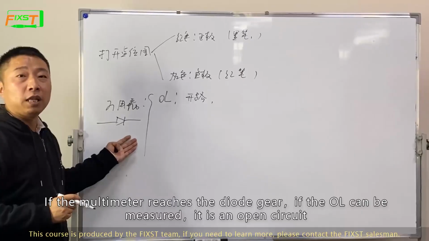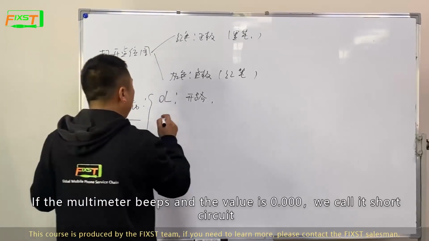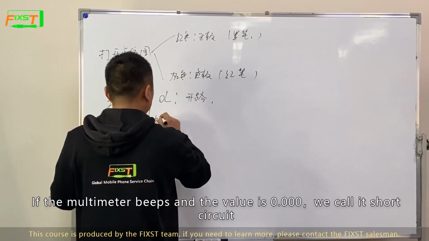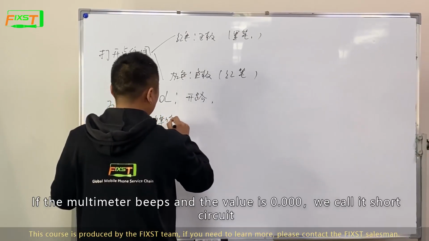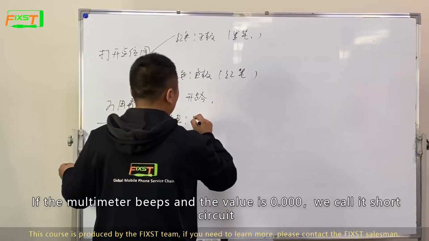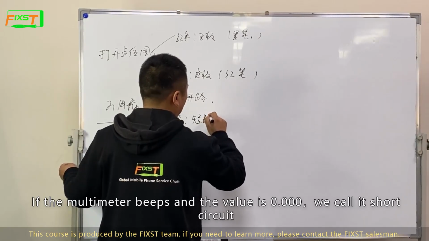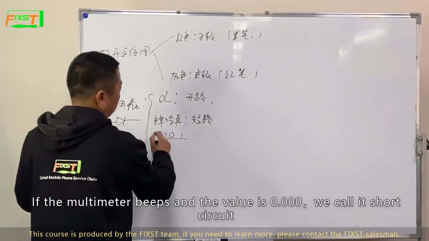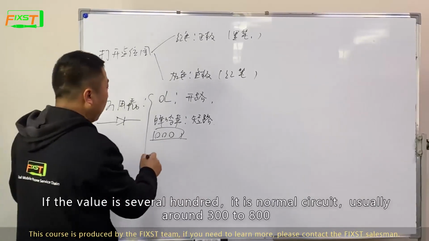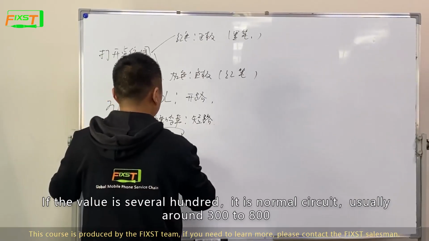If the multimeter is in the diode gear and OL is measured, it is an open circuit. If the multimeter makes a beep sound and the value is 0.00, we call it a short circuit. If the value is several hundred, it is a normal circuit, usually around 300 to 800.